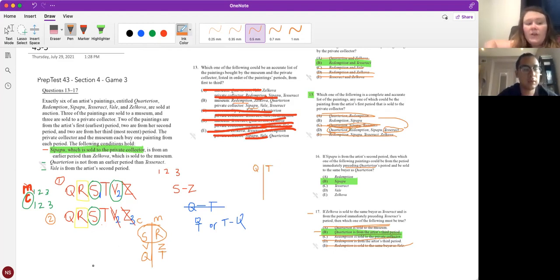First, what world are we looking at? One or two? The second one. So for the museum, it would be VZ. So it would be S, it would be V, it would be Z, and then it would be R. Does that work? Yeah. So then that's our answer.